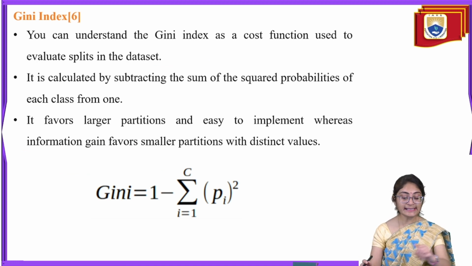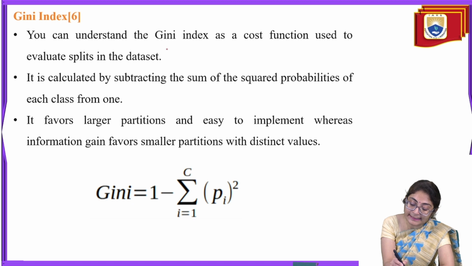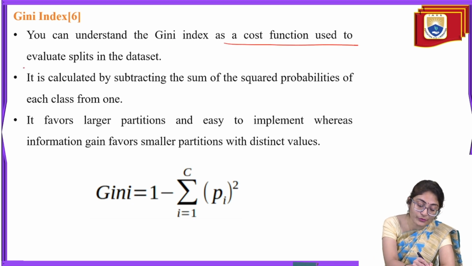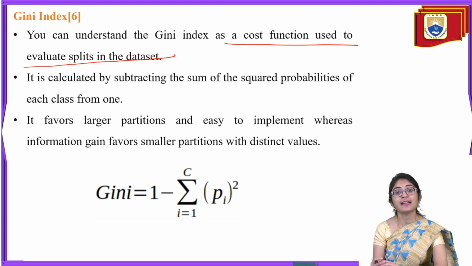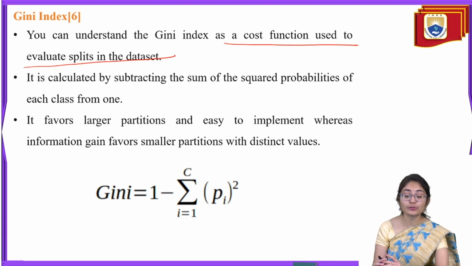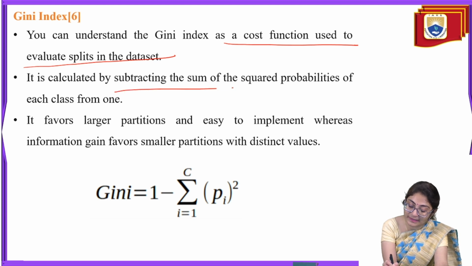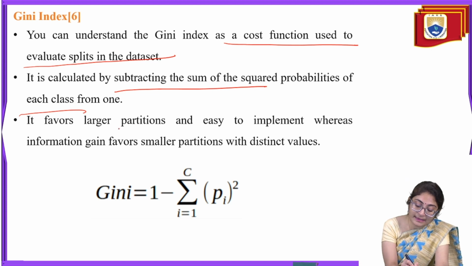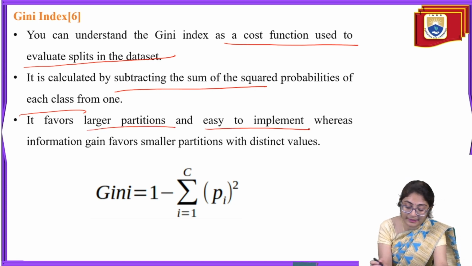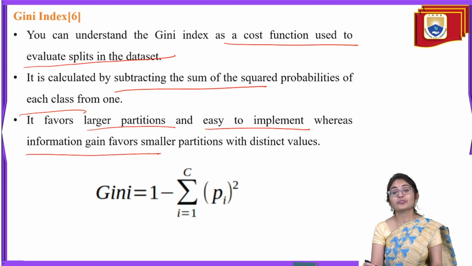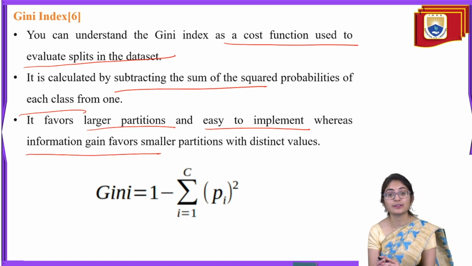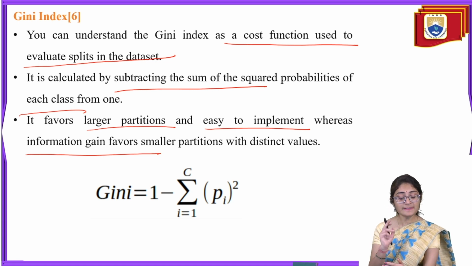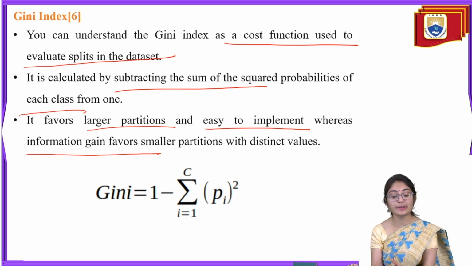Now we will see the Gini Index. You can understand the Gini Index as a cost function used to evaluate splits in the dataset. Actually, it is a cost function we use to evaluate some of the splits available in the data. It is calculated by subtracting the sum of the squared probabilities of each class from 1. It favors larger partitions and is easy to implement, whereas information gain favors smaller partitions with distinct values.